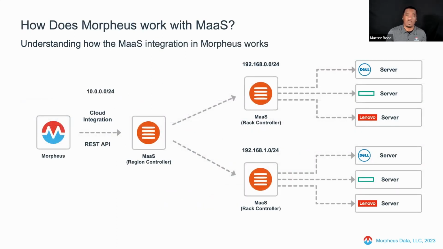So that's where Morpheus comes into play to essentially provide a layer on top of MaaS, similar to what Morpheus is able to do from an abstraction standpoint with hypervisors or public cloud, to provide a simplified layer for consumption to end consumers. So here's just an example of how Morpheus would integrate from a canonical MaaS perspective.